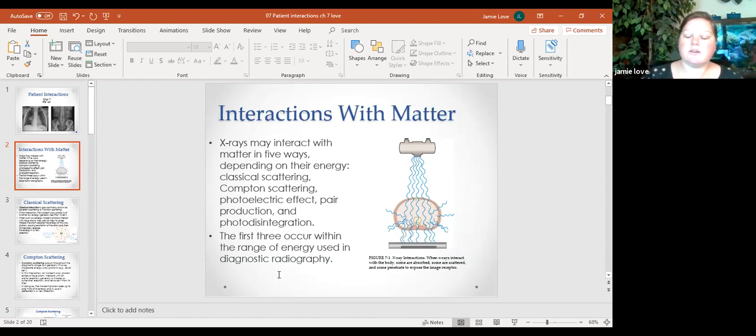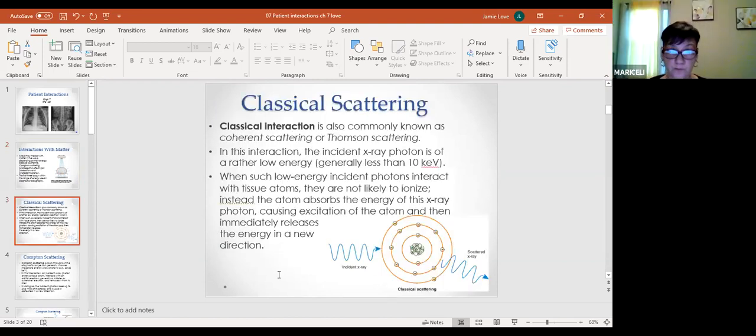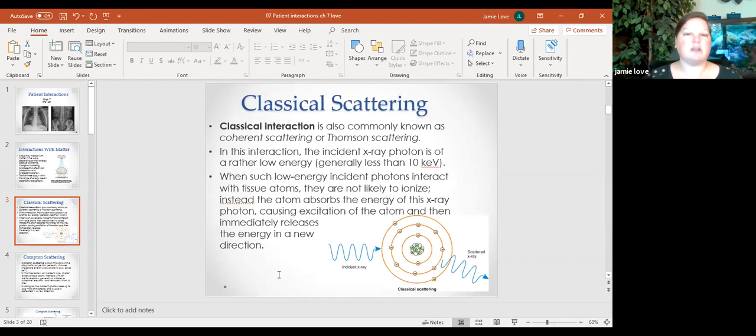So these first three interactions we're going to talk about now. Classical scattering. This one has a couple of different names, so I don't know what the registry is going to ask about that. So you want to know them all. Classical could be called coherent or Thompson scattering. This interaction happens with super, super low energy, less than 10 keV. keV means kilo electron volts. That's the energy of that single photon.